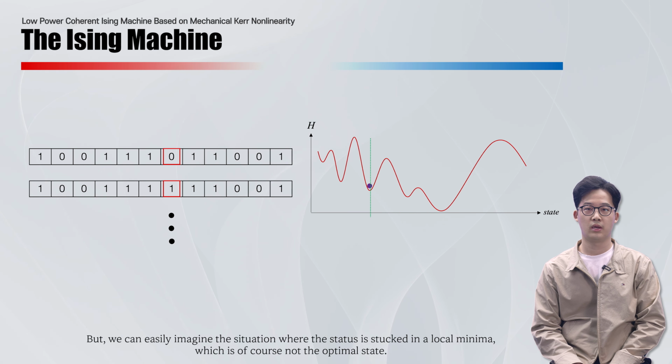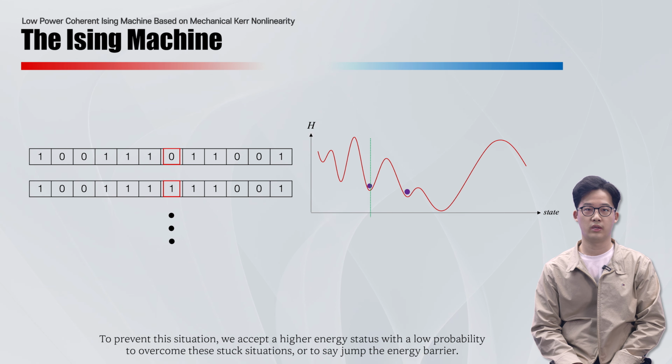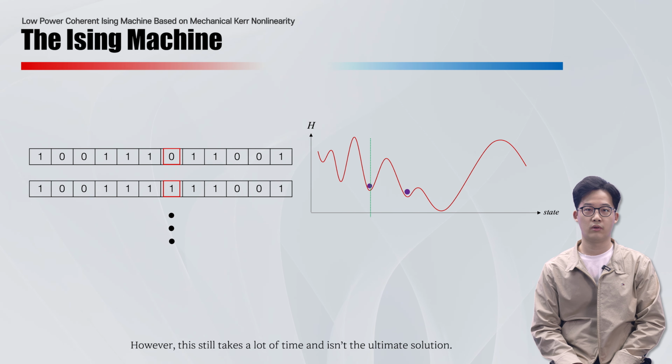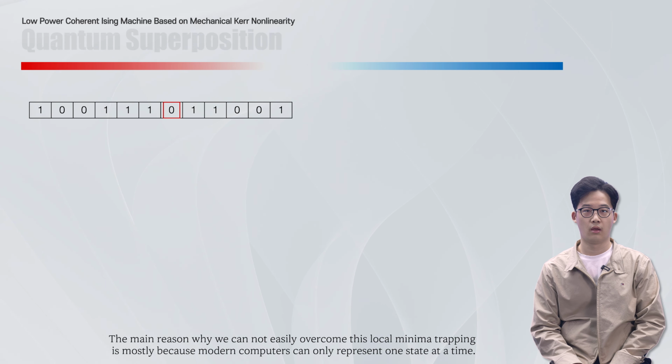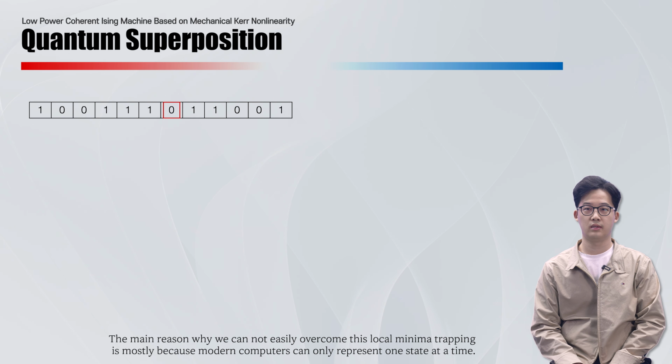But we can easily imagine the situation where the status is stuck in a local minimum, which is of course not the optimal state. To prevent this situation, we accept a higher energy status with a low probability to overcome these stuck situations, or to say, jump the energy barrier. However, this still takes a lot of time and isn't the ultimate solution. The main reason why we cannot easily overcome this local minima trapping is mostly because modern computers can only represent one state at a time.